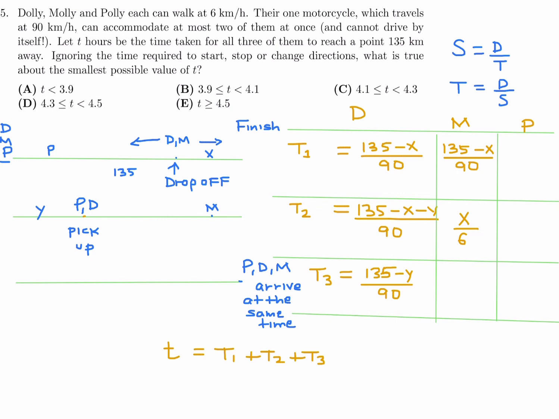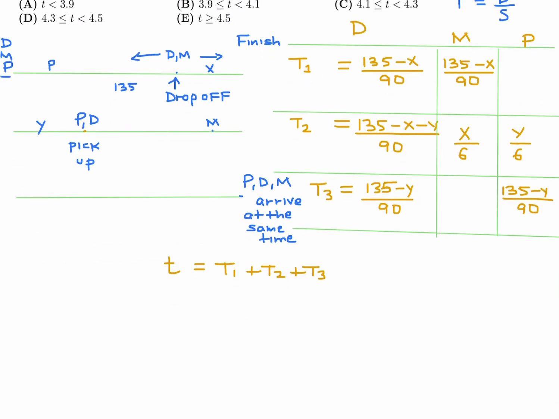And then Polly, her T1 is that initial phase where she's walking. So that's actually going to be just y/6. And then her final phase is when she's on the motorbike and going all the way to the finish line with Dolly. And that is (135 - y)/90. So there you go. This is a breakdown of all three friends.